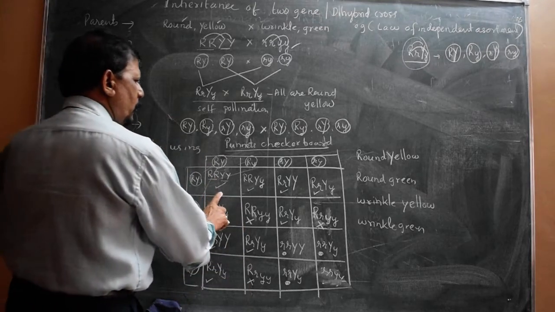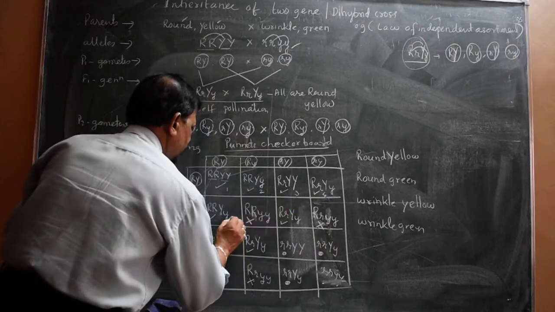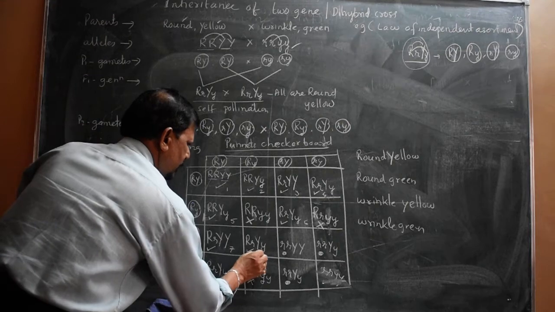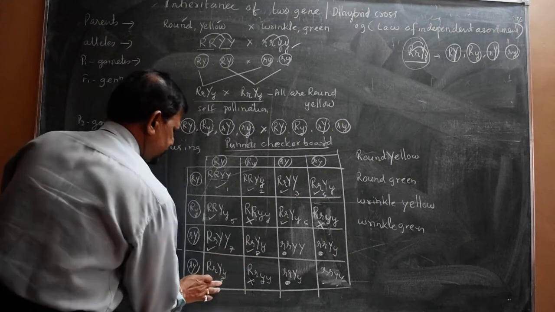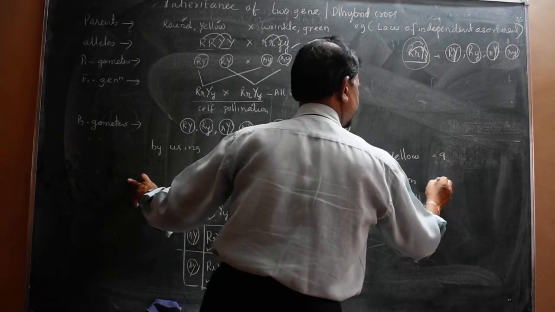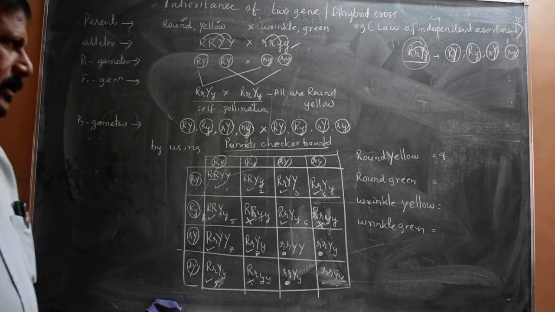See, round yellow: 1, 2, 3, 4, 5, 6, 7, 8, and 9. Round yellow, how much? 9. A round yellow, 9. Correct.